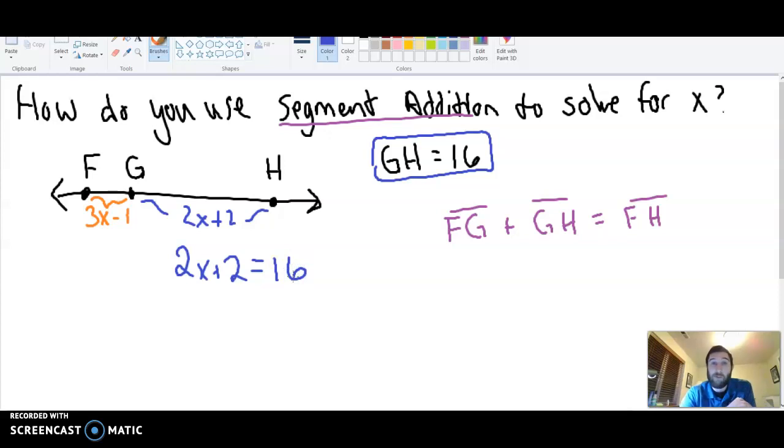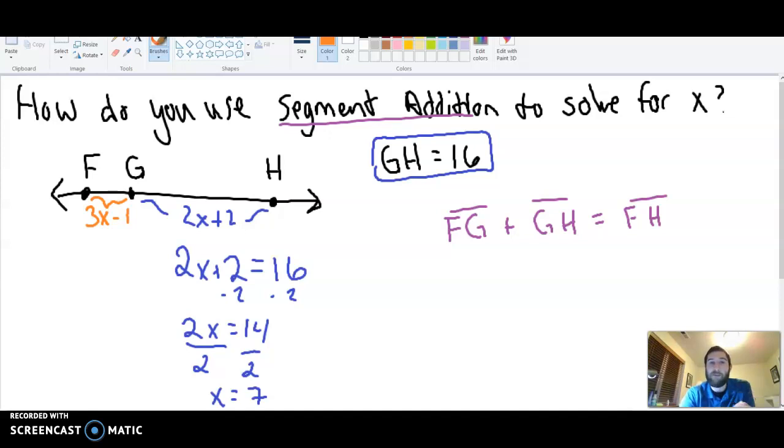Well, here we can solve for x. Subtract by 2 on both sides, ba-bam, ba-bam. We're looking at 2x is equal to 14. Divide by 2 on both sides. What we know then is that the value of x is equal to 7. This is the same x everywhere else in the problem. So we can apply that x into the other parts of the problem to solve for FH.